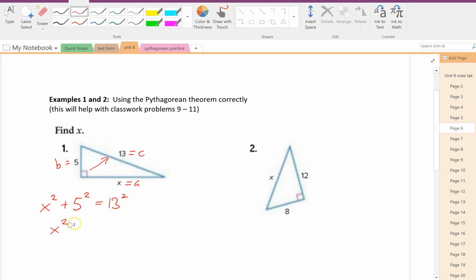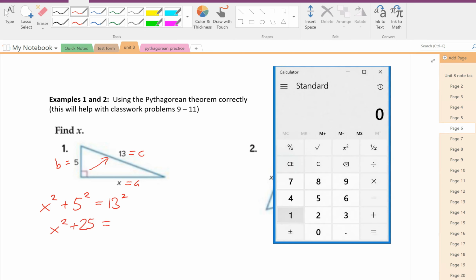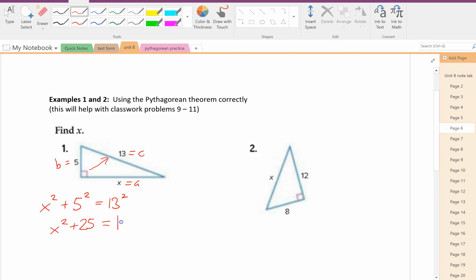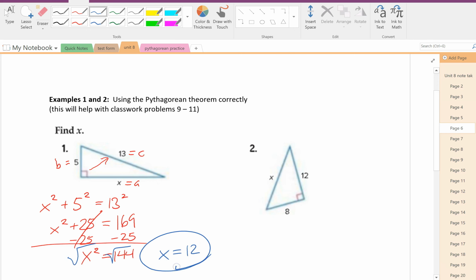So x squared plus 25 is going to equal 13 squared, which is 169. Subtract 25 from both sides because I want to get x squared by itself. Those go away. X squared equals 144. Now is when I take the square root of both sides, and the square root of x squared is just x. The square root of 144 ends up being 12. Right? So this side down here that we were calling x is 12.